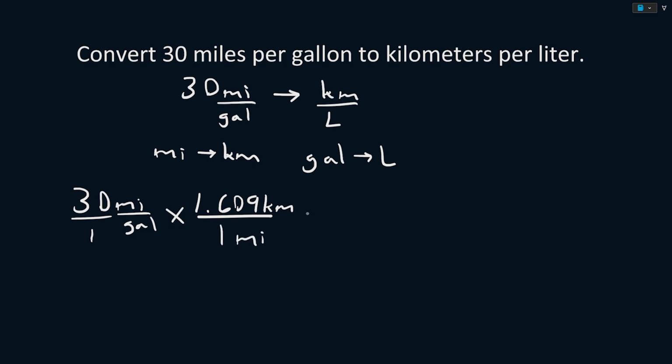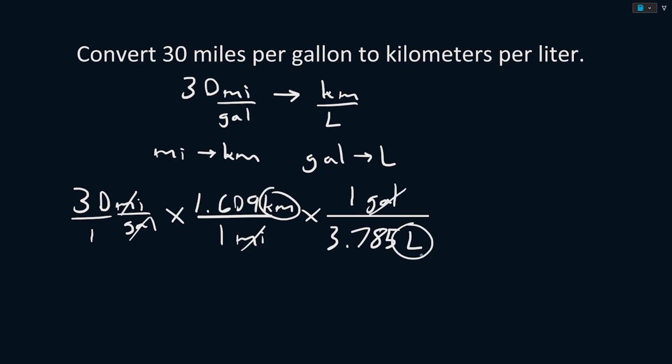Now we can convert from gallons to liters by multiplying through our conversion factor of 1 gallon is equivalent to 3.785 liters. Solving this, we see that the miles cancel to leave us with kilometers, and then the gallons cancel to leave us with liters. This gives us kilometers over liters. So 30 miles per gallon is about 12.75 kilometers per liter.